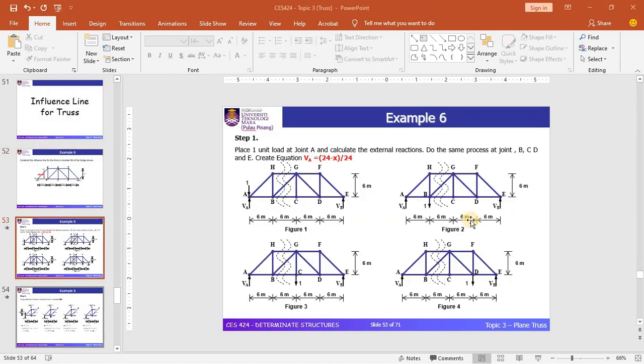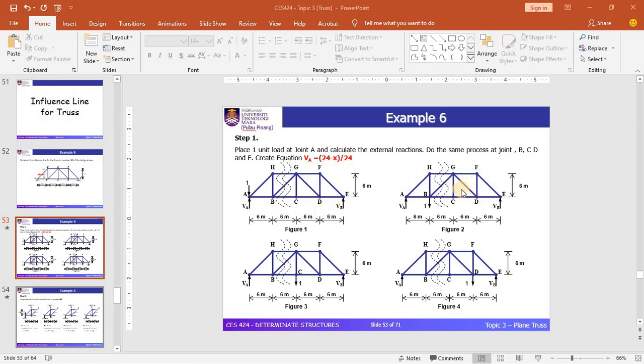Okay, so for the first step, basically you need to determine the reaction force at support A and at support E of the truss structure. In this slide, you can see that there are 4 diagrams, where you place a 1 unit load at every joint. In the first diagram, the 1 unit load is placed at joint A. Based on this diagram, you need to determine the reaction at supports A and E, referred to as VA and VE.